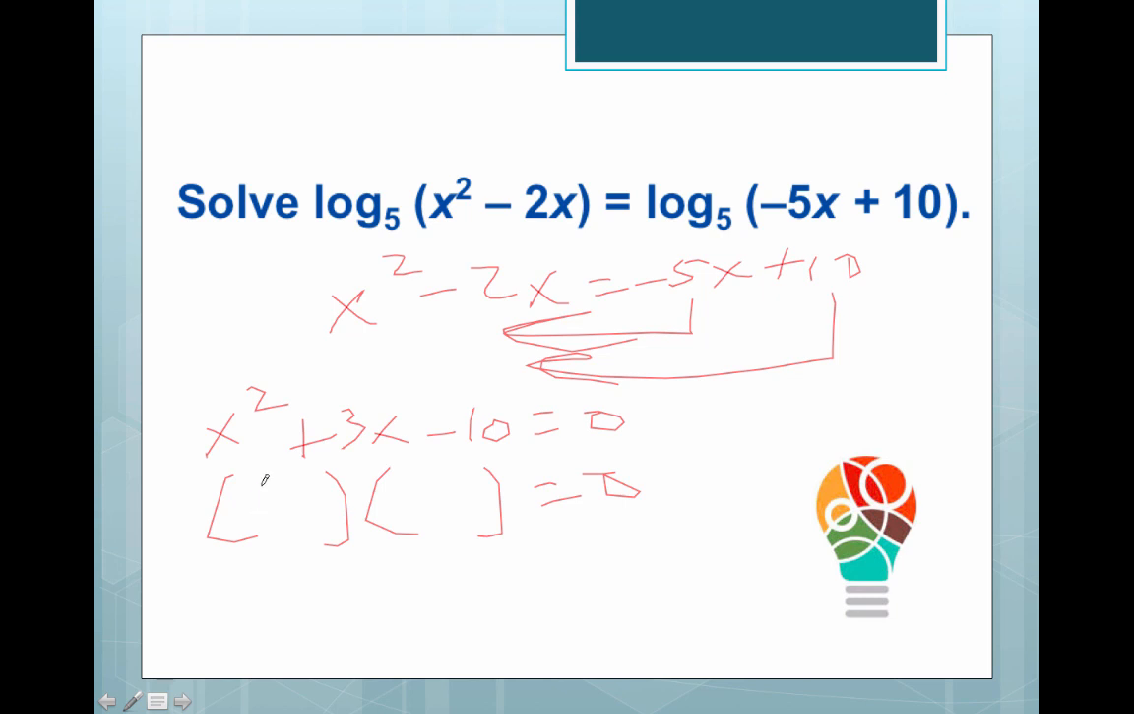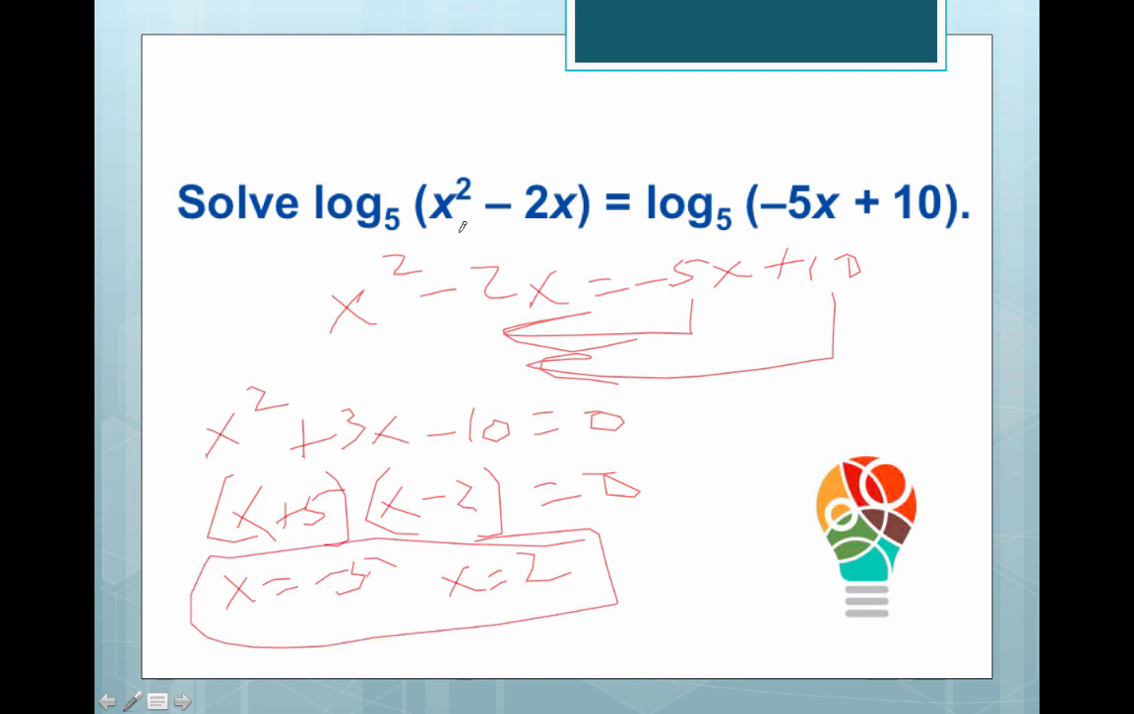Factor, okay? What do you multiply for negative 10, add for positive 3? Negative 5 and positive 2. X is negative 5, x is positive 2. Got to check your work. Negative 5 squared is 25 plus 10 is 35. I'm good. Positive 2 squared, that's 4 minus 4 is 0. That's negative 10 plus 10 is 0.